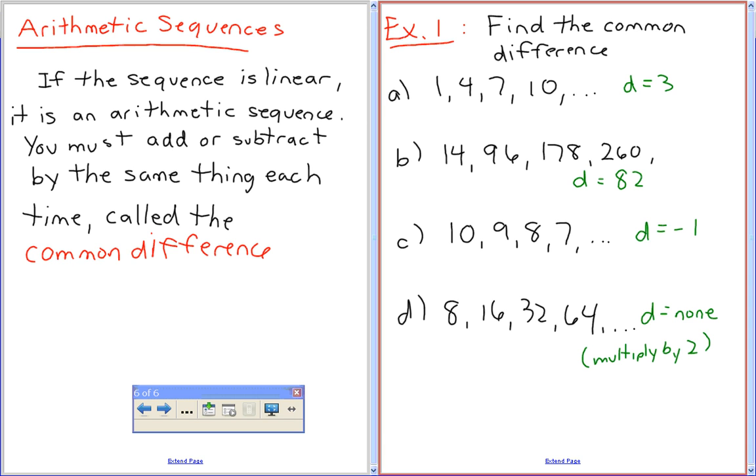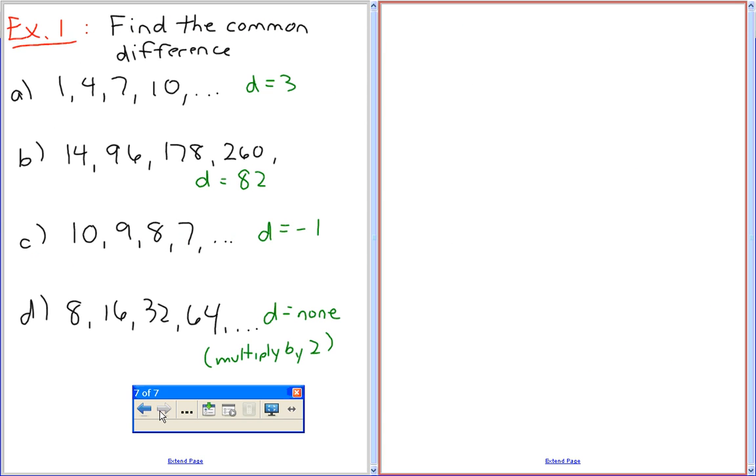Here's our equation. You will need to memorize this. There are two equations in this chapter. You'll have to memorize them both for your test, for your quiz, but not for your final exam. This is the general term of an arithmetic sequence.